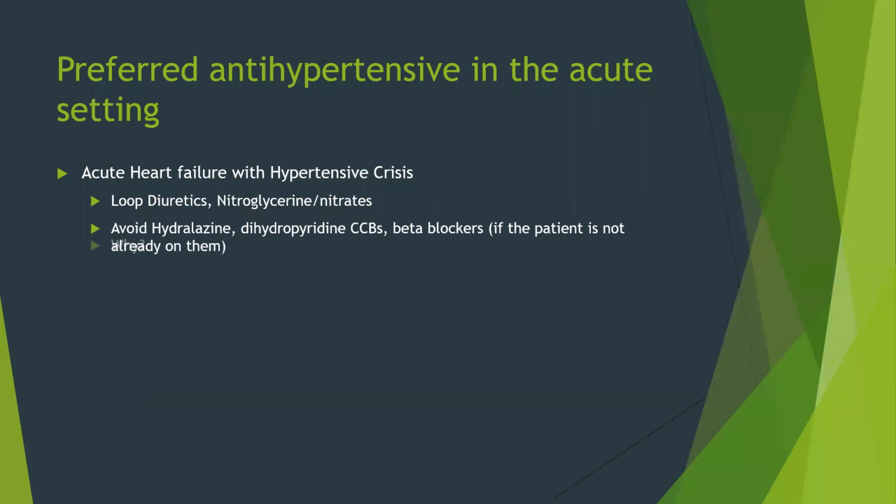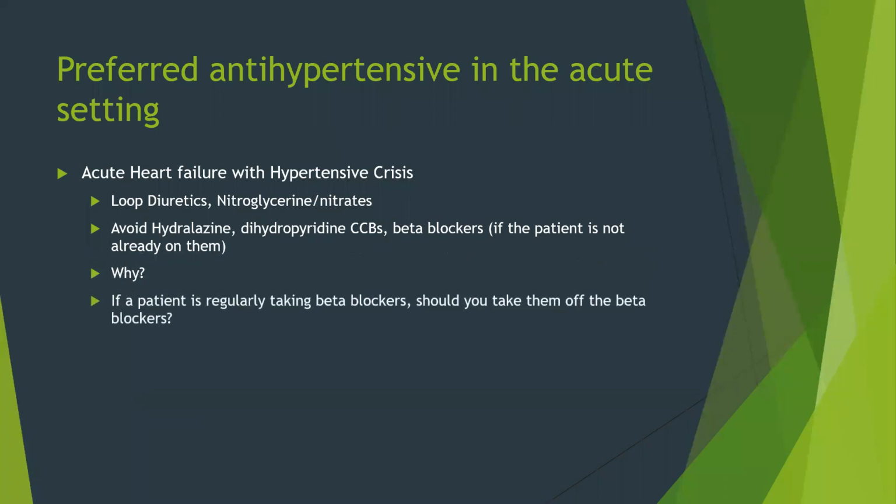With beta blockers specifically, you shouldn't start them if the patient's not already on them. If the patient is stable on beta blockers, they've been taking them regularly, and they come into the hospital with acute heart failure and a hypertensive crisis, leave them on the beta blockers, because the beta blocker isn't what's precipitating the heart failure. Beta blocker is good if they're already on it. You just don't want to start one new.